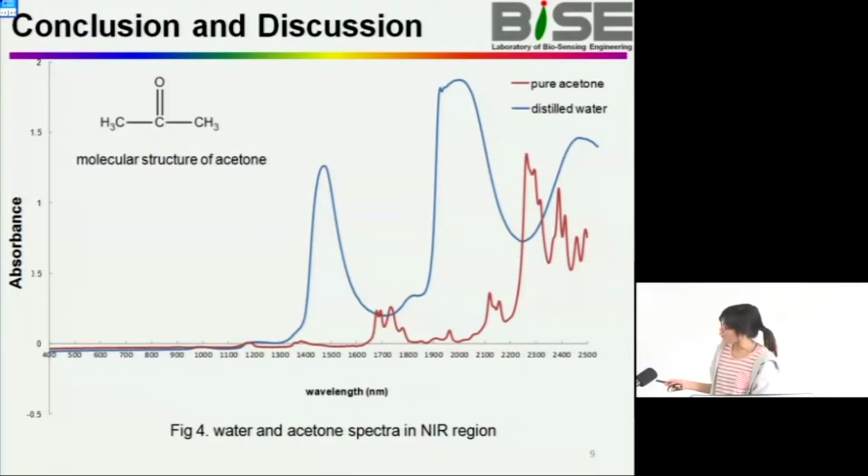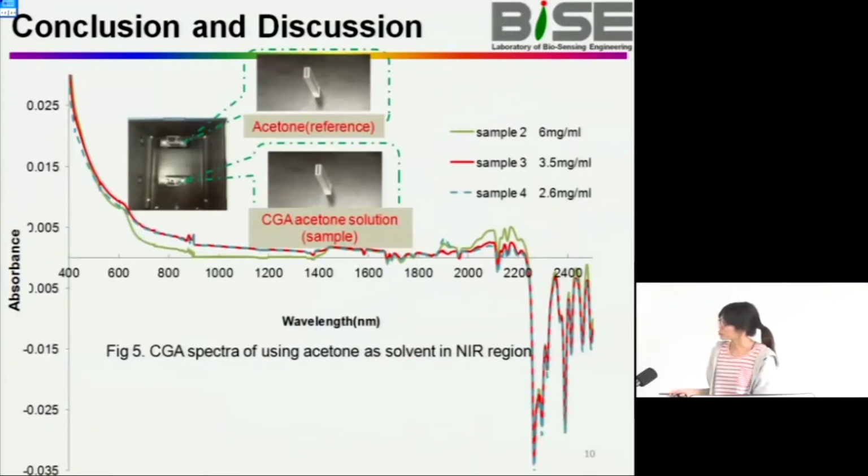From the structure, we can see that acetone doesn't contain the OH bond. So compared to water, in these two strong water absorption regions, acetone absorption is very low. So it means if we use acetone as a solvent, in this region, the CJ spectra may contain less noise. Then I used acetone to conduct the experiment again.